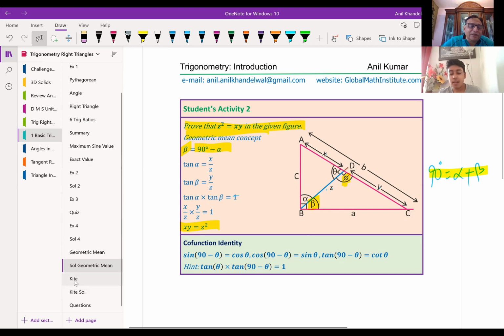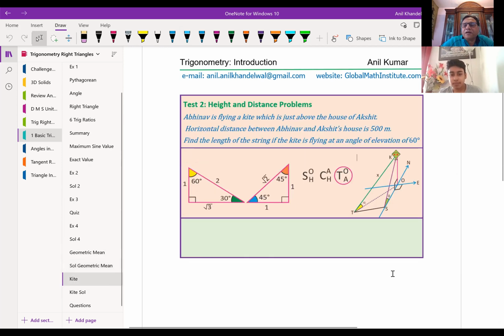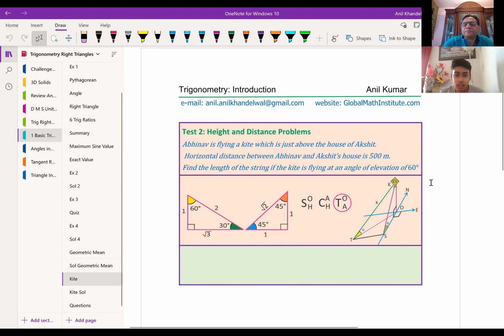It helps. Now, here is a question for you. Can you please read this question? Abhinav is flying a kite which is above the house of Akshit. The horizontal distance between Abhinav and Akshit's house is 500 meters. Find the length of string if the kite is flying at an angle of elevation of 60 degrees. Perfect. Angle of elevation is taken from the horizontal to what you see above. Do you see that?